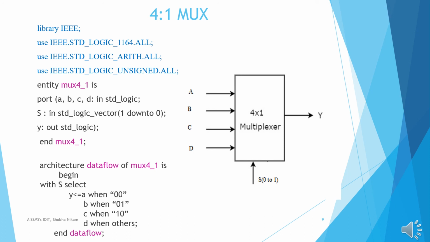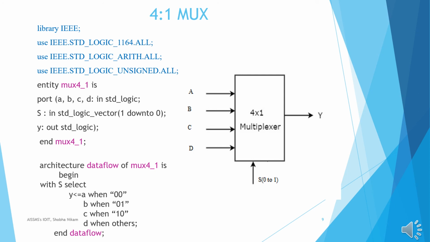Architecture, then begin, then with S select, because we are selecting the select input S, and based on the select input, the output will vary. With S select, Y is assigned as, this is the assignment operator, Y is assigned as A, that is the first input, when 0 0, B when 0 1, C when 1 0, and D when others. So here this 0 0, 0 1, 1 0 and others are related to the select input S.